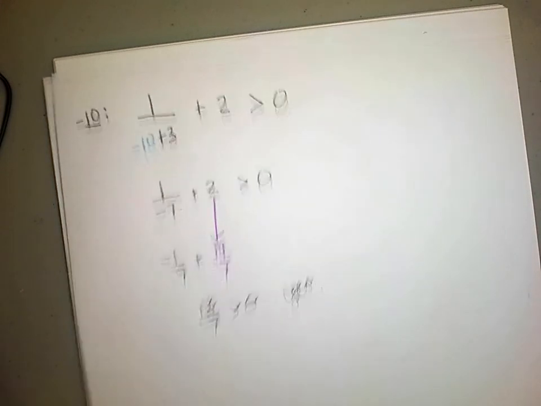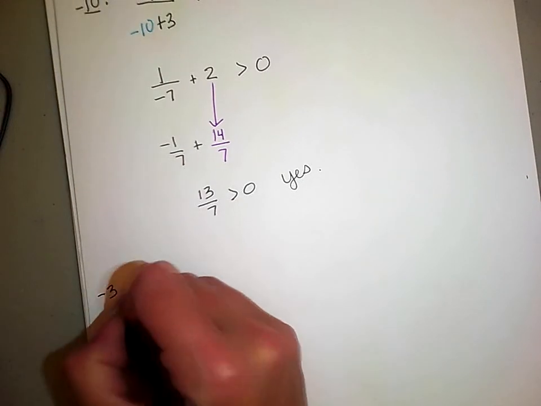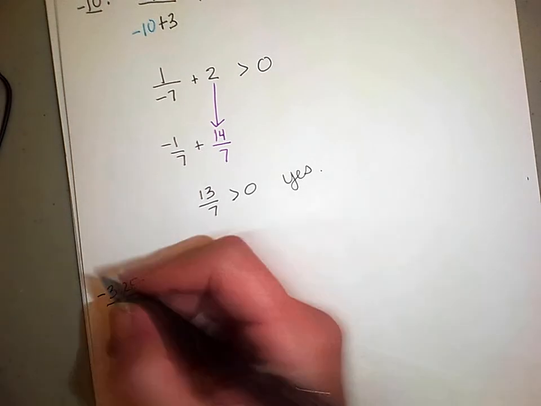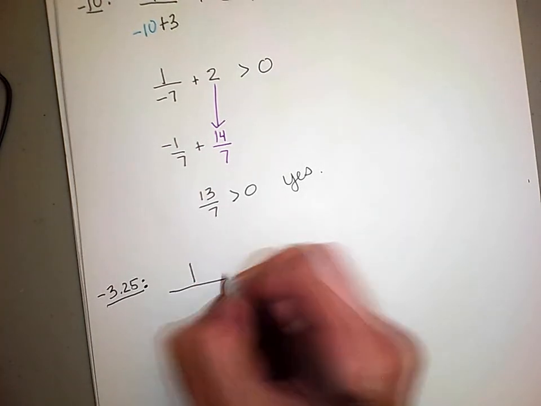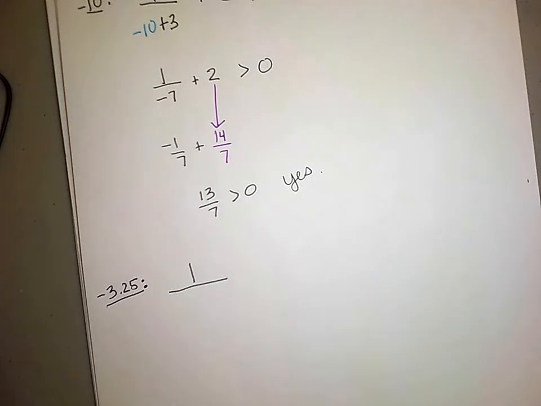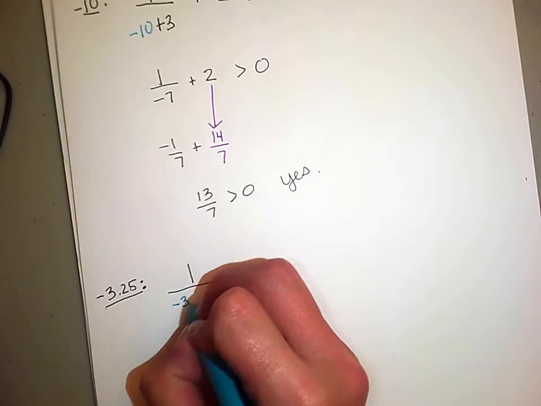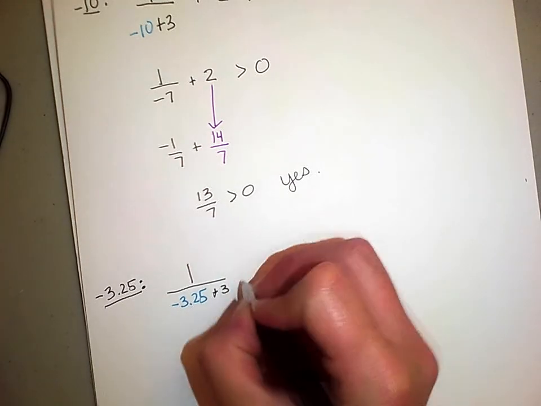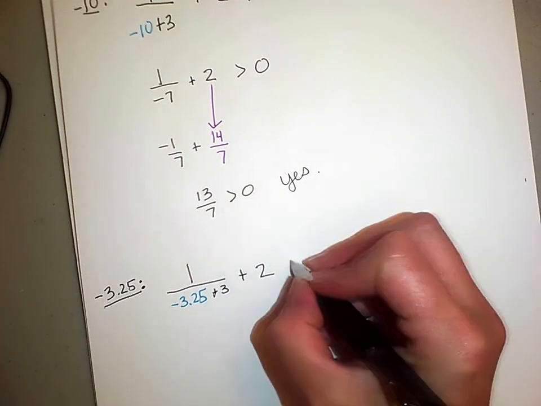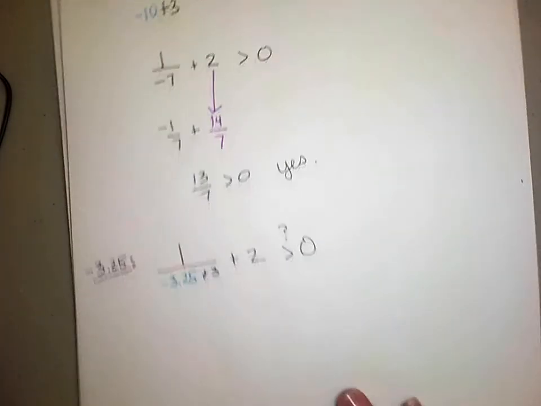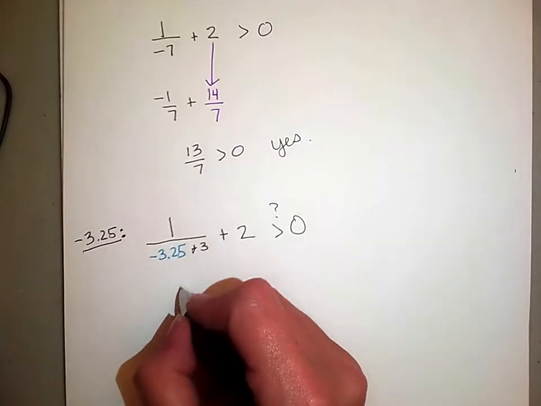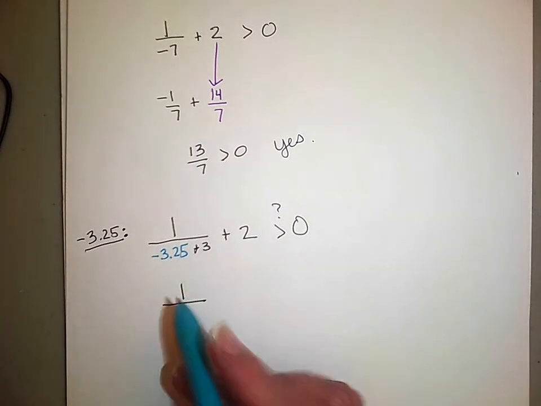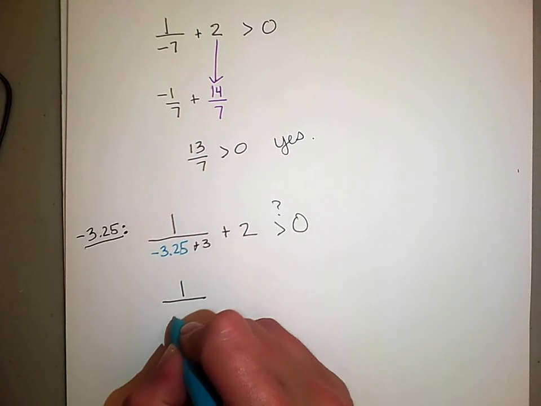Now let's pick what's going to be easier. I think it's going to be easier if we use, okay, so we had talked about -3.25. Well, we can put that in. All right, let's see. So this is -3.25, and then I'm going to add 3 to that in the denominator. And then we add 2 to it. And we're going to figure out if this is greater than 0.